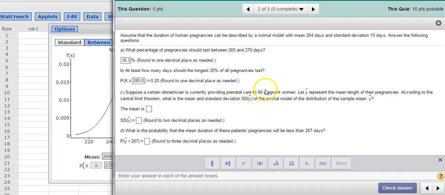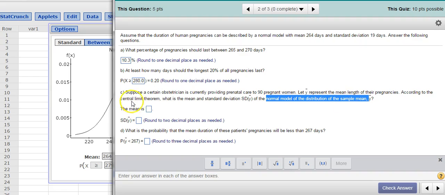Suppose that you have 90 pregnant women. Let's let X bar represent the mean length of their pregnancy. According to the central limit theorem, what is the mean and standard deviation of the normal model of the distribution for the sample mean? So this basically tells you that you're going to find a normal model for the mean, okay, for the mean duration.